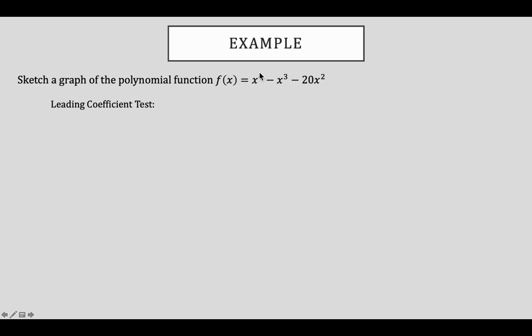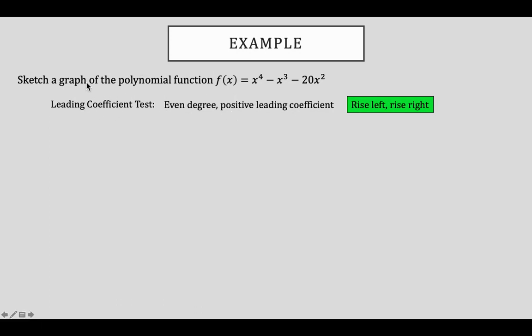All right, notice the highest power of x in this case is x to the fourth. This is our highest power term right here. Our degree is 4, and our leading coefficient is positive 1. That means we have an even degree, 4 is an even number, and a positive leading coefficient. Even degree and positive leading coefficient means that our graph is going to rise to the left and also rise to the right.